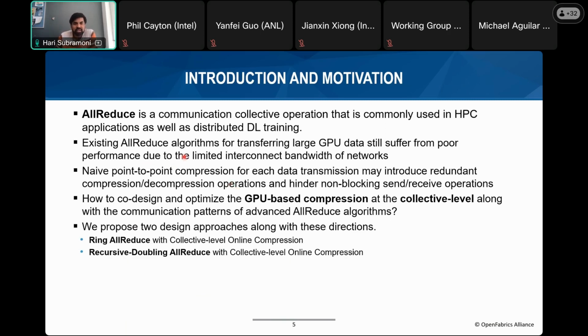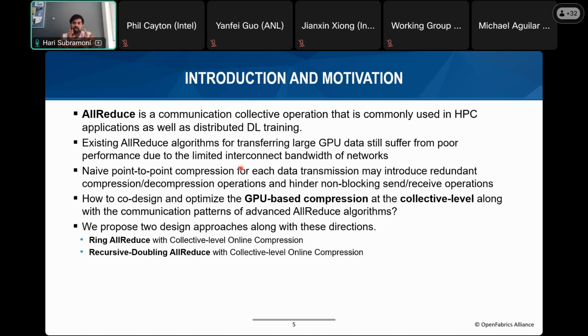If you look at existing algorithms for AllReduce for transferring large amounts of data, so let's say distributed data parallel deep learning or the image stacking application that Jan Fei talked about, all of them suffer from poor performance because of limited network bandwidth. Obviously, what you can do is, hey, I already have point-to-point compression support. Can't I just leverage that and layer my collectives on top of that? Since, as you saw in the previous slide, collectives are layered on top of point-to-point, and we already have point-to-point compression support, why not just reuse that?